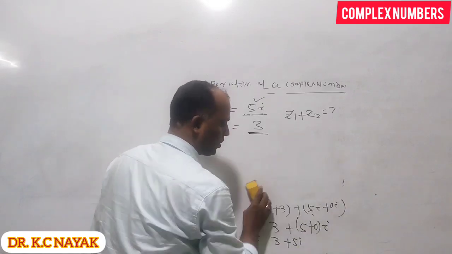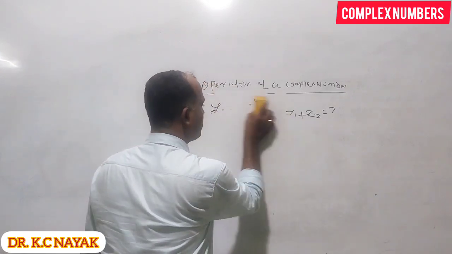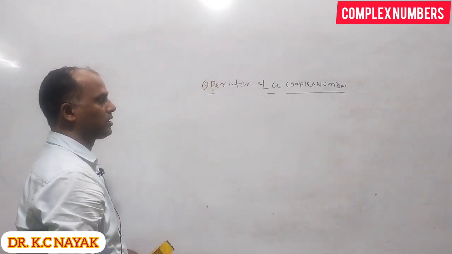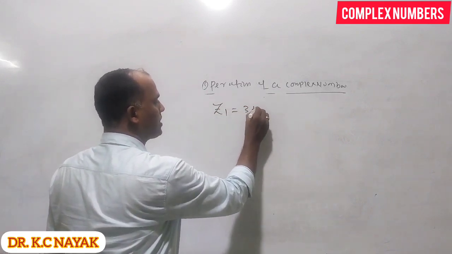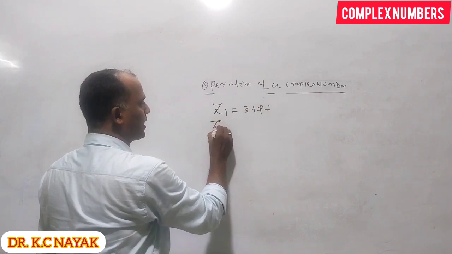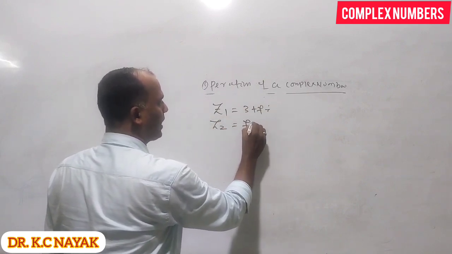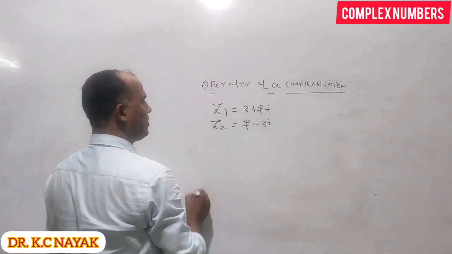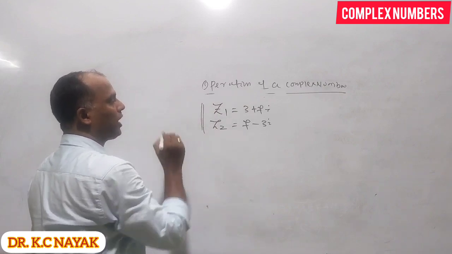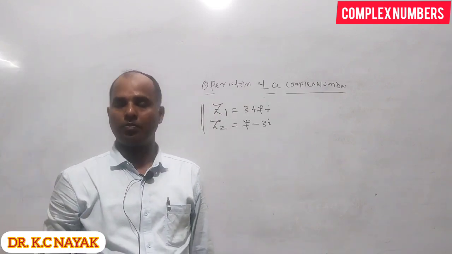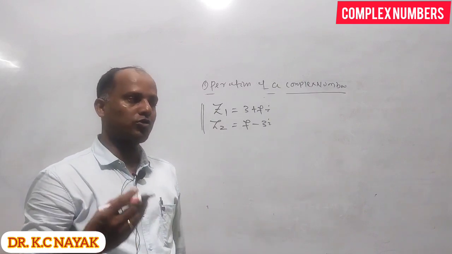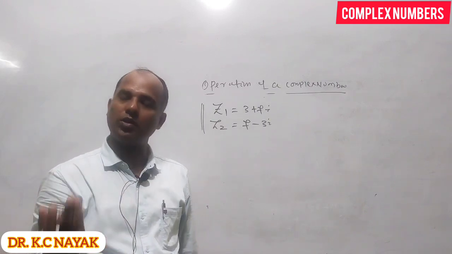Then we proceed with another operation. What is that operation? Suppose z1 is a complex number, 3 plus 7i, and z2 is a complex number, 7 minus 3i. I want to make the subtraction of two complex numbers. The addition of two complex numbers is also a complex number. The subtraction of two complex numbers is also a complex number.